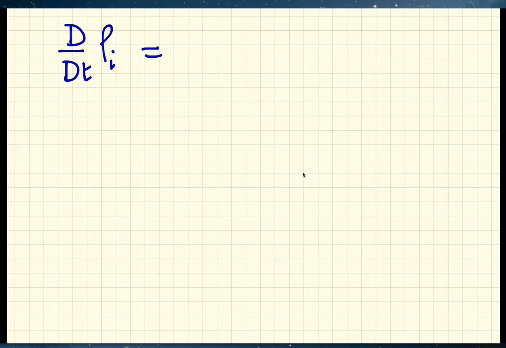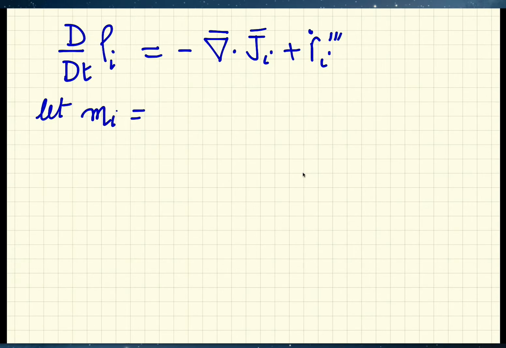Then this will be equal to minus the divergence of j sub I plus r sub I dot triple prime. And we're going to let now m sub I be the fractional concentration, which is rho sub I divided by rho, and introduce it here. So rho sub I will be equal to rho times m sub I, and everywhere else. So we will have rho sub I equal to m sub I times rho.